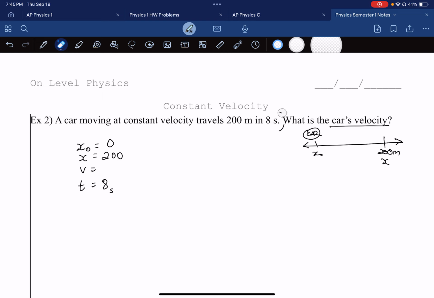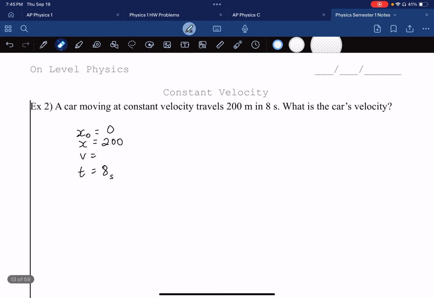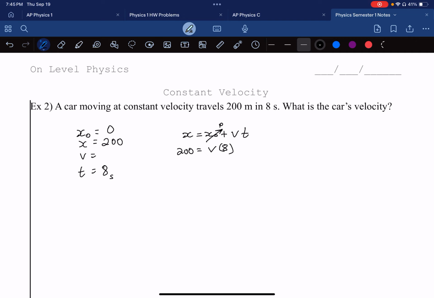On your assignment for this lesson, one of the questions at the end does tell you x naught is some other number, but for the first few you can write 0 for that one. Let's calculate it. We'll substitute starting on the left. We do have a number for x, that's 200. X naught is 0, so I'm not even going to bother writing it down here. V is unknown, so we leave it as V. And t is 8 seconds, which I will go ahead and put in parentheses.